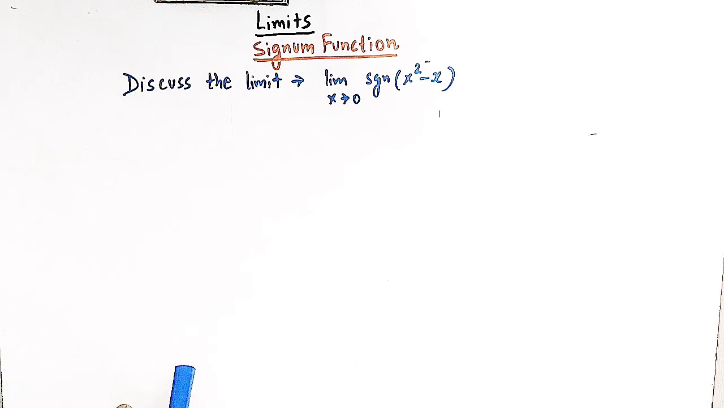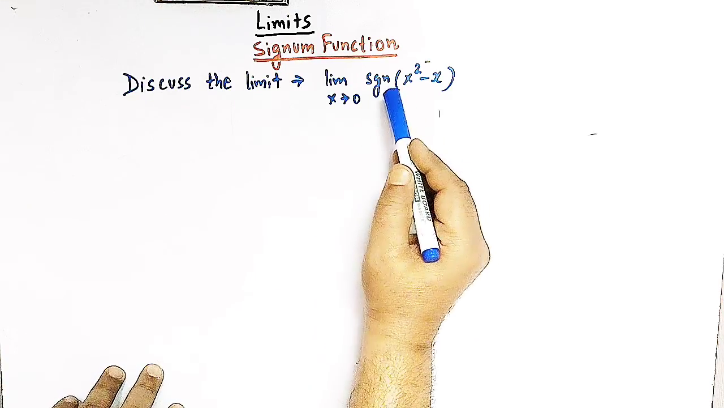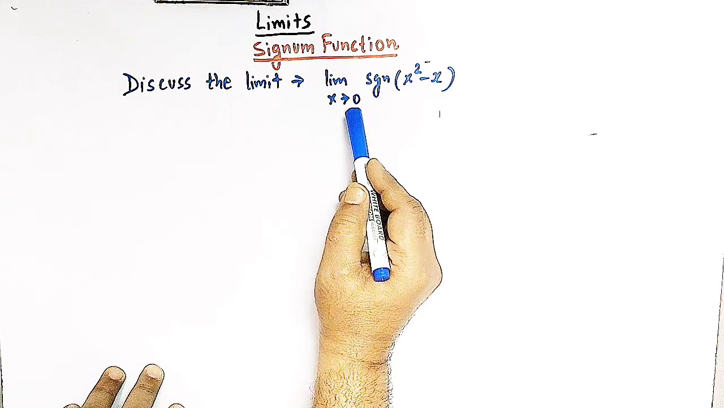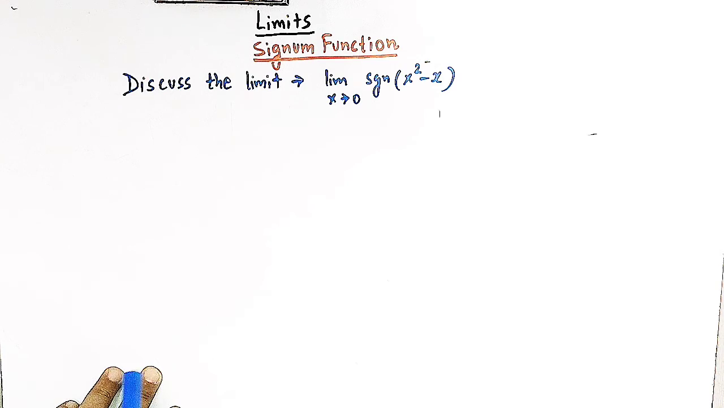To discuss whether the limit of this function when x tends to 0 exists or doesn't exist, we have to make use of the concept of right hand limit and left hand limit. And here we'll also make use of the definition of signum function. So let us start.